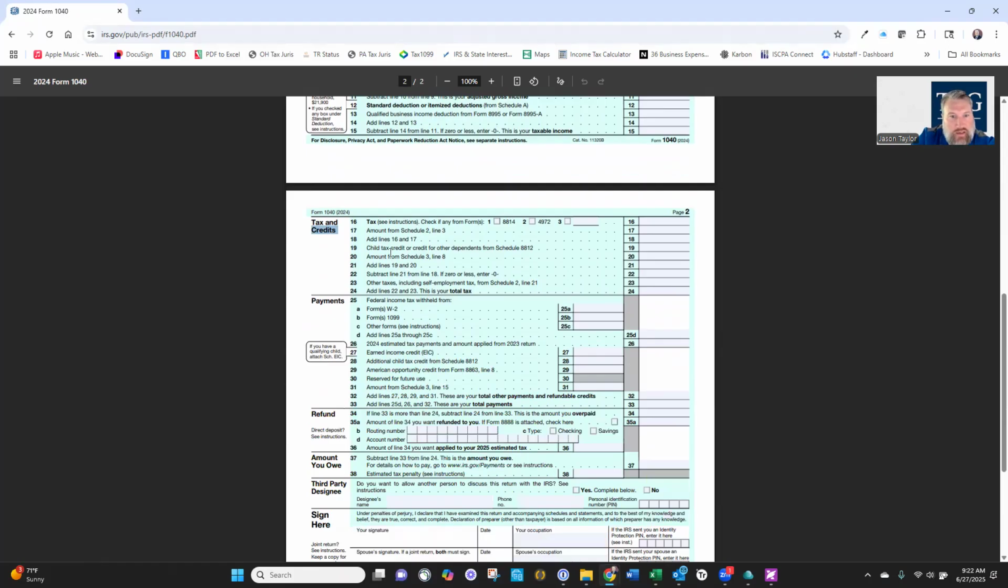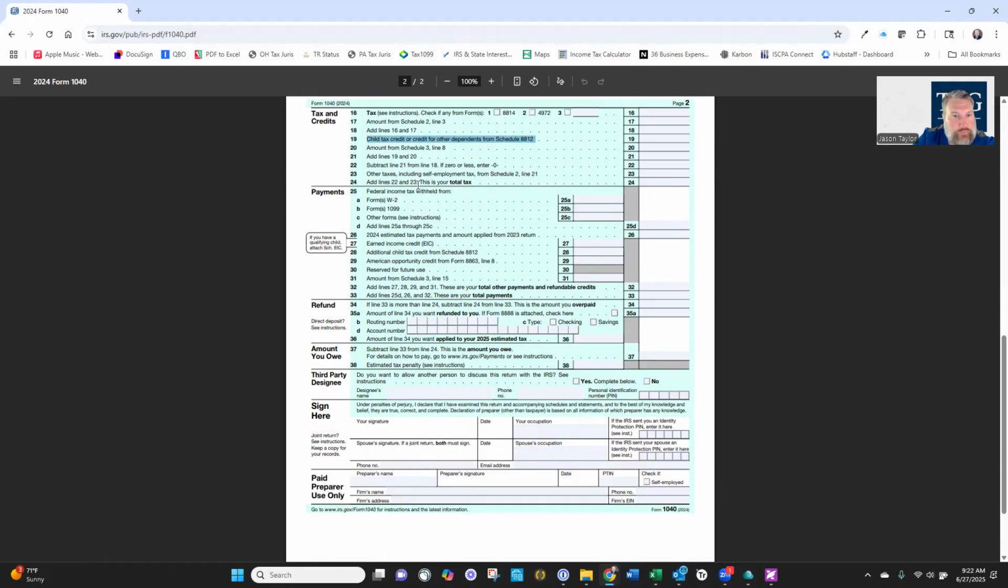So credits, you have your child tax credit, and you have a couple other credits that can come into play that usually result in other schedules being attached, such as the energy efficiency credit, meaning you bought a Tesla or you put a new HVAC system in your home, and a few other things that you can get credits for. There's not a whole lot of them.